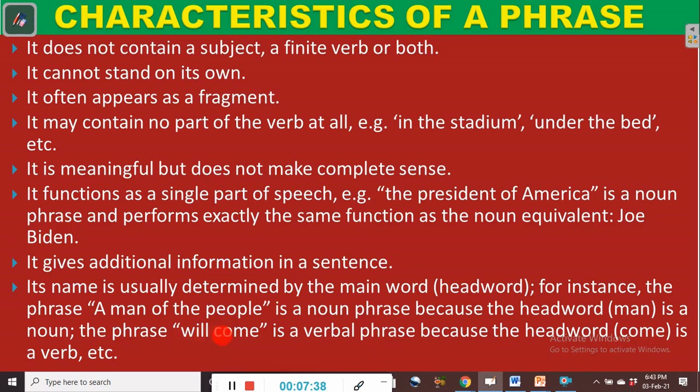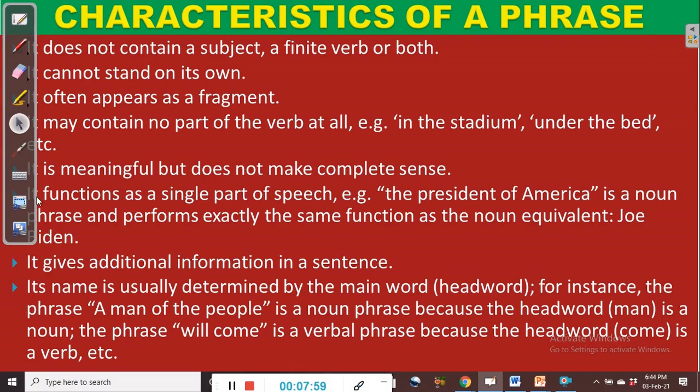So will is an auxiliary verb which is functioning as a helping verb to the main verb come, and both of them constitute a verb phrase. All right? So that is exactly what we need to look at.